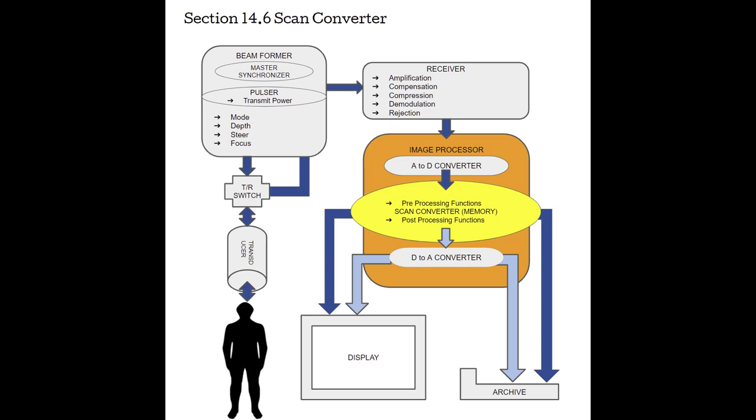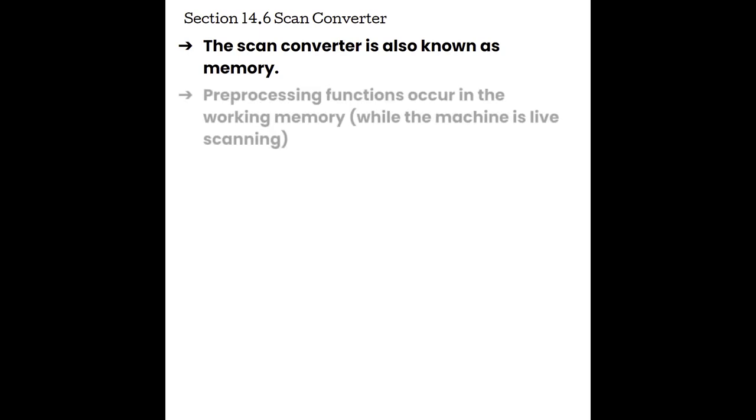Or we might have to go through one more step, the D to A converter, to finally get to the display or archive. So there are a few concepts of the image processor that I just want to cover before we get into the details on these. Important things to remember at this step is that the scan converter is also known as memory. So if you think about your computer memory, the scan converter is the same idea. It's getting the information and storing it in memory. Pre-processing functions are going to occur in the working memory. So while the machine is still live and scanning, the working memory is going to continuously be written over in the pre-processing part. So if we change our gain, if we change our TGCs, those are all pre-processing functions and need to be reflected in the working memory so we can see those changes on our screen.